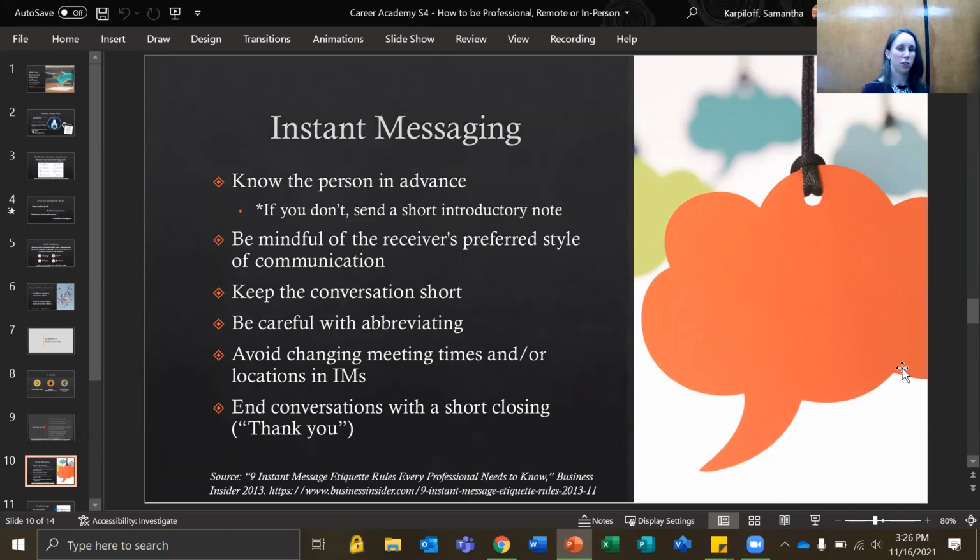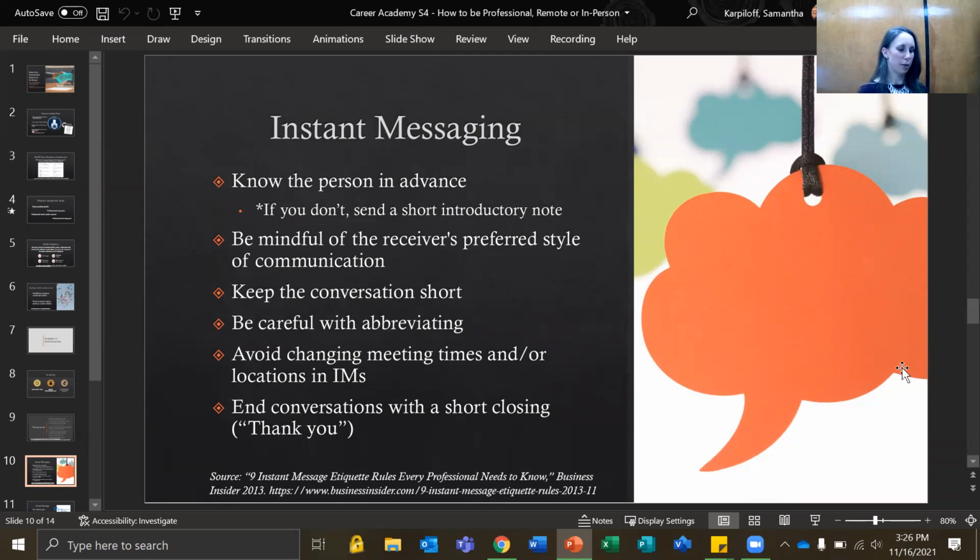Number one would be to make sure that you know the person. So this is actually not something that will happen if you're reaching out cold to someone on LinkedIn, for example. If you haven't met a particular connection on LinkedIn before, but maybe someone introduced you, you won't know them in advance, but you do in that case want to send a short introductory note, letting them know how you heard about them and why you're reaching out. It's always important to hit on those two things.